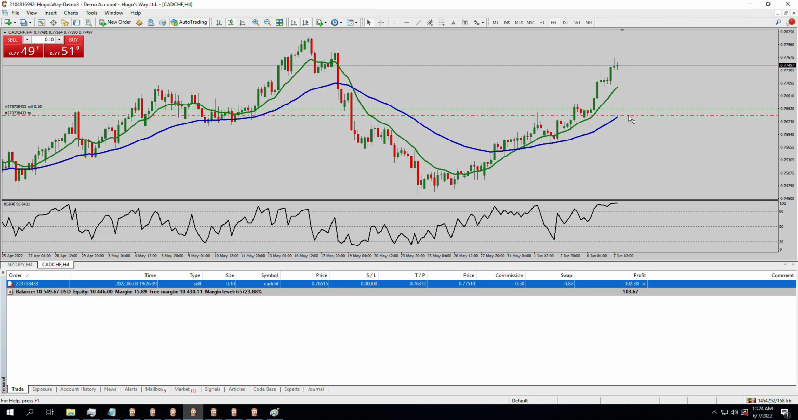We're looking at the 4-hour chart here. It's continued to go up. We are going to go ahead and immediately hedge.